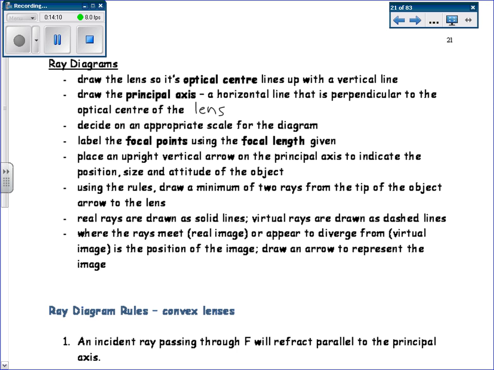Okay. Decide on an appropriate scale for the diagram. So one box equals 1 centimeter, one box equals 10 centimeters, something like that. We'll go through this. Label the focal points using the focal length given. Place an upright vertical arrow on the principal axis to indicate the position, size, and attitude of the object. And that's going to be to scale, because these are to scale.